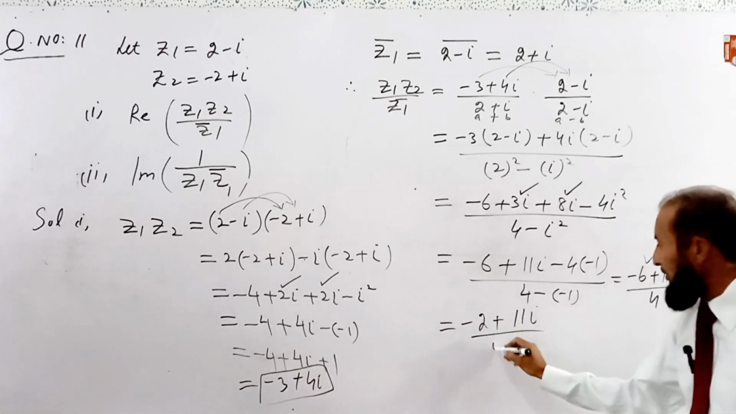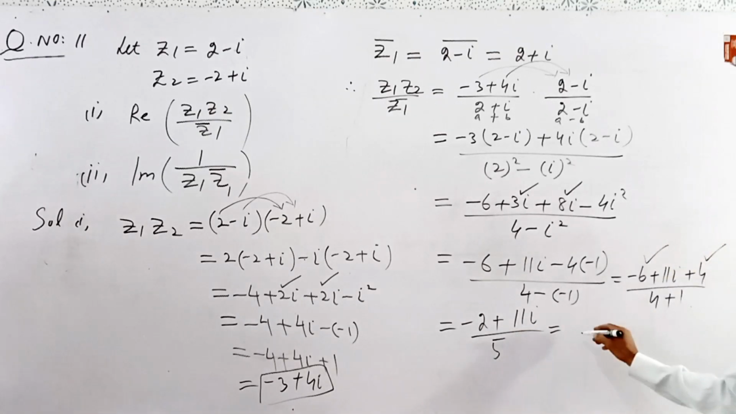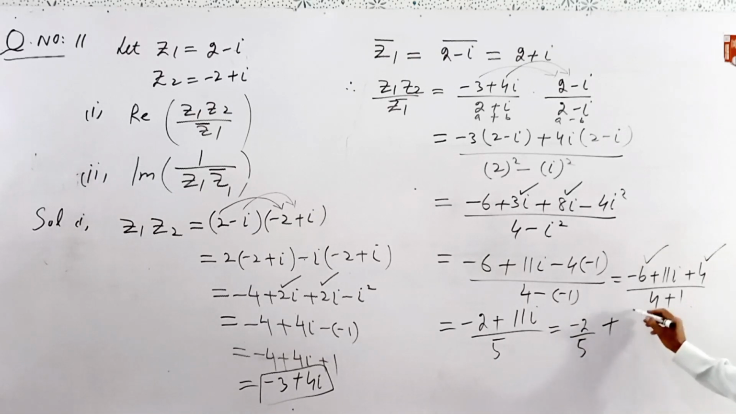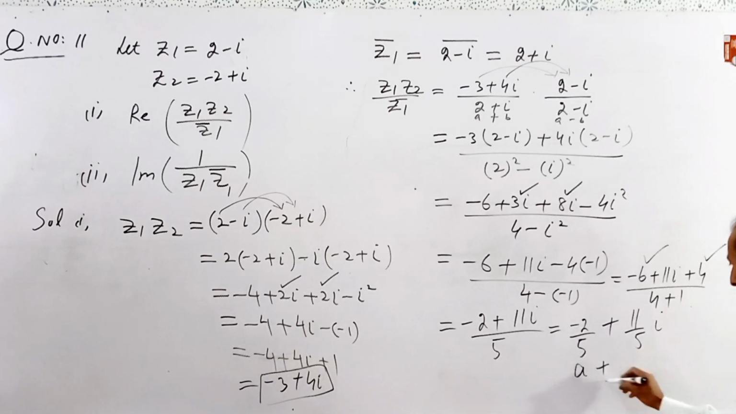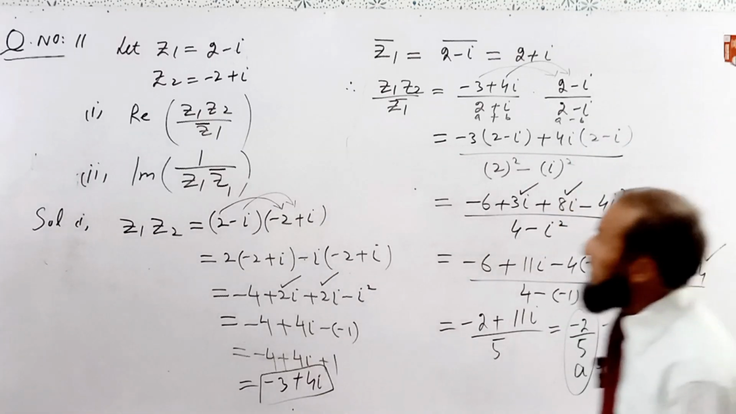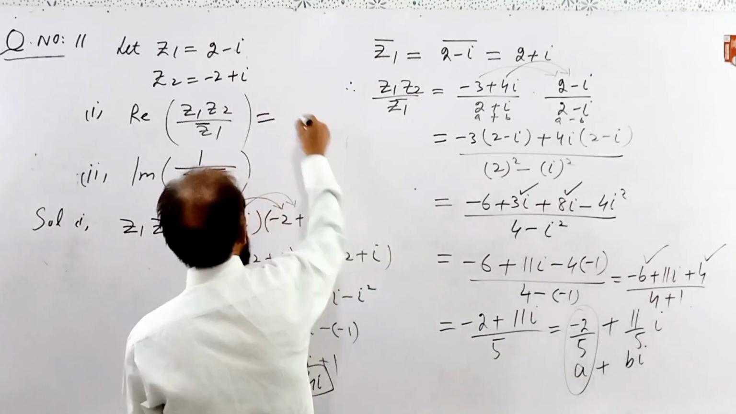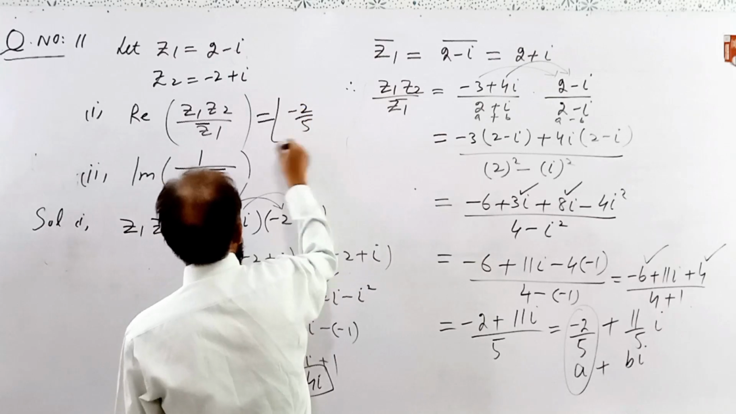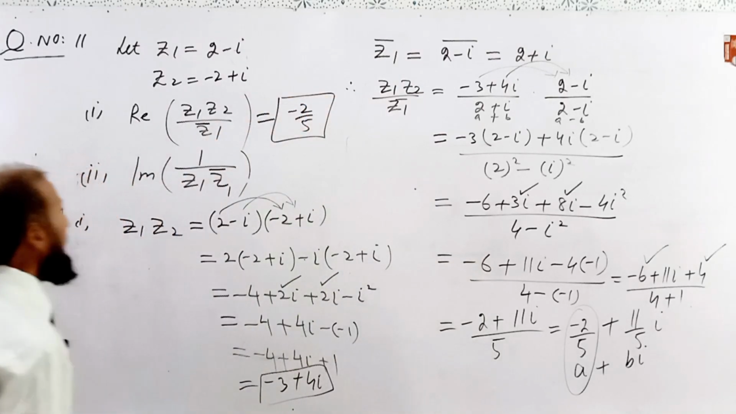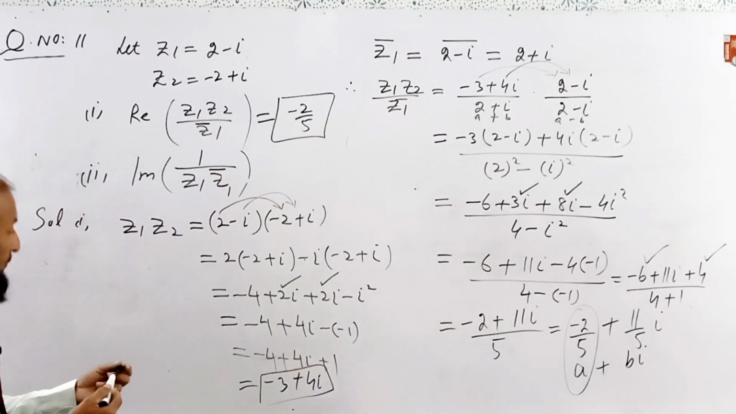Now we change into the real part and imaginary part. Further we divide the denominator individually: 11 by 5 iota. Now look here, this is the real part of z1 z2 divided by z1 bar, and the real part is minus 2 divided by 5. This will be the final result.